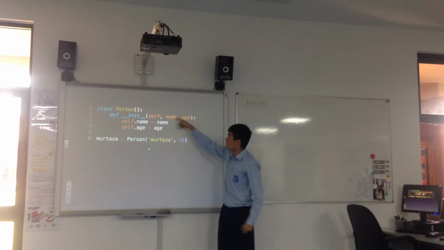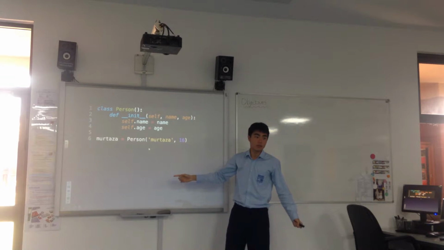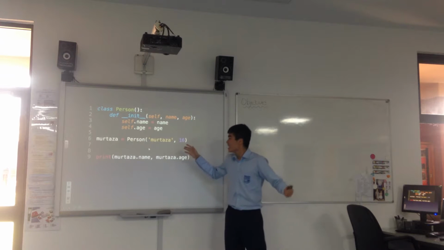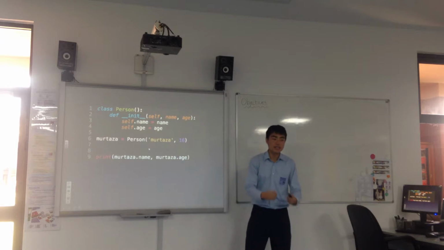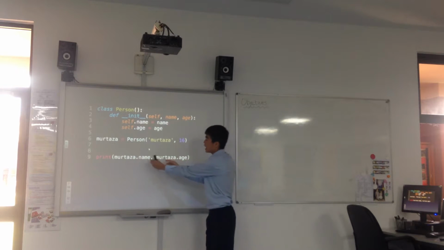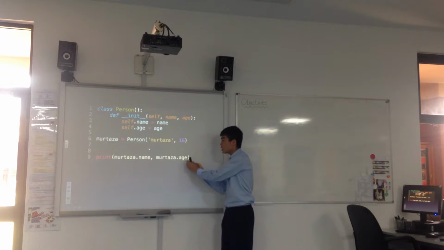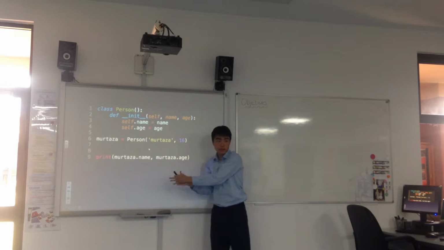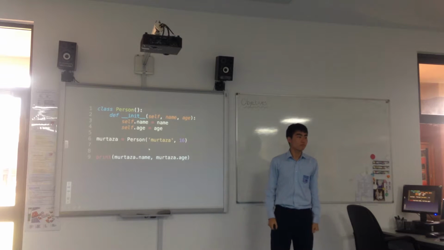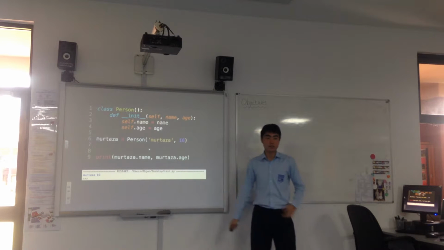We only have to pass the name, which is Murtaza, as a string, and age, 16, as an integer. Yeah, and as Will smartly pointed out, if we want to refer to these individual instance attributes, we get to print murtaza.name, which will print the name associated with the object murtaza, and murtaza.age prints the age associated with the object murtaza. So if we run this program, what do you think it'll output? Murtaza 16, yes. And that's exactly what it does.